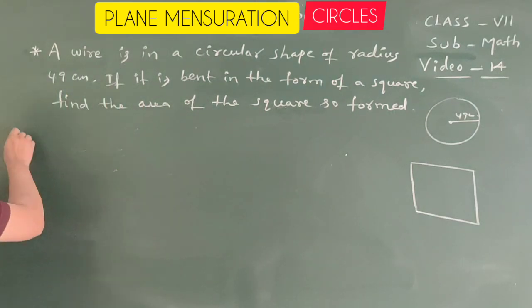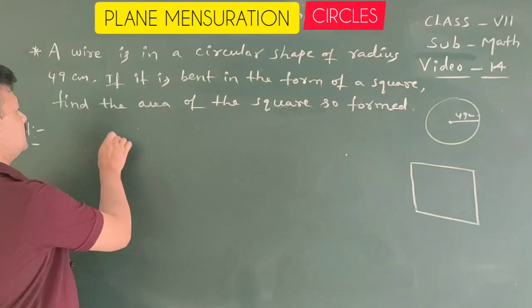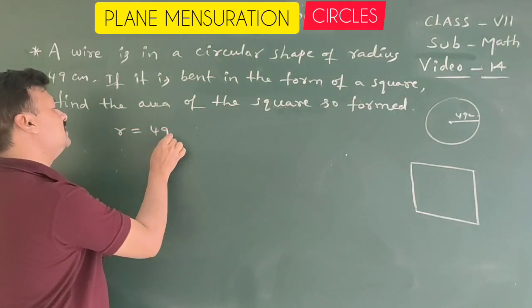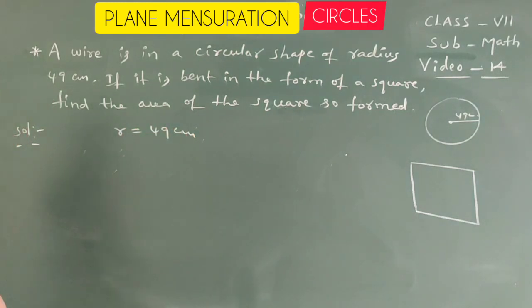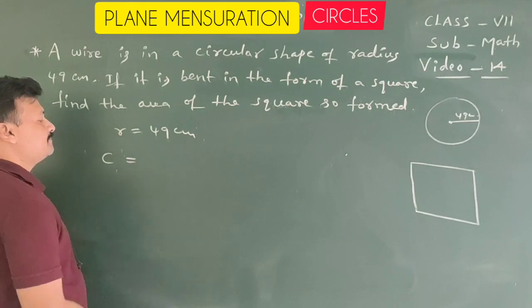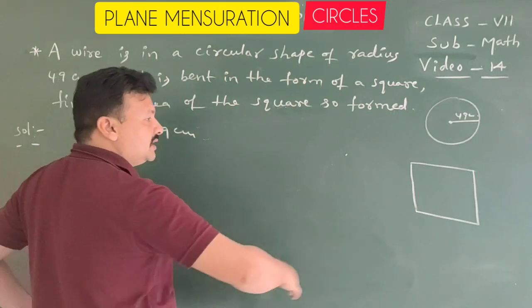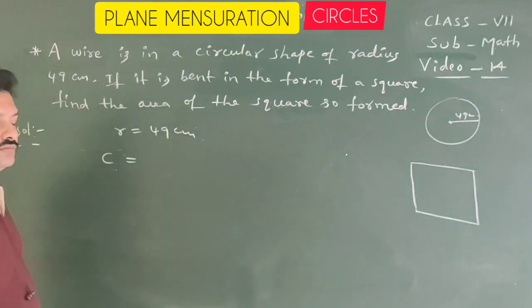Okay, first of all, radius 49 centimeters. So, first of all, circumference. If you know the circumference, then we have the total length of the wire. After finding the total length of wire, we can bend it in any shape.